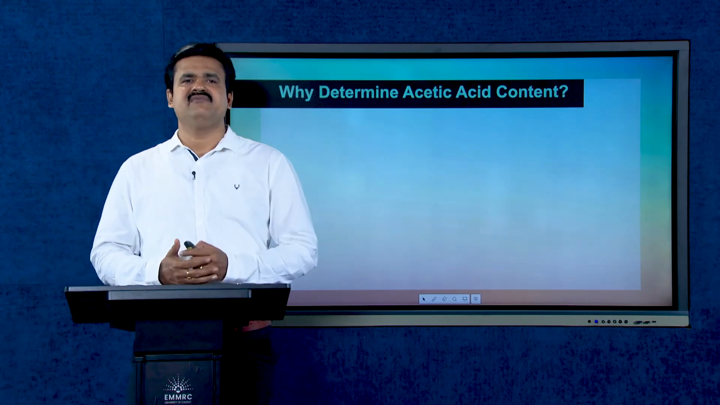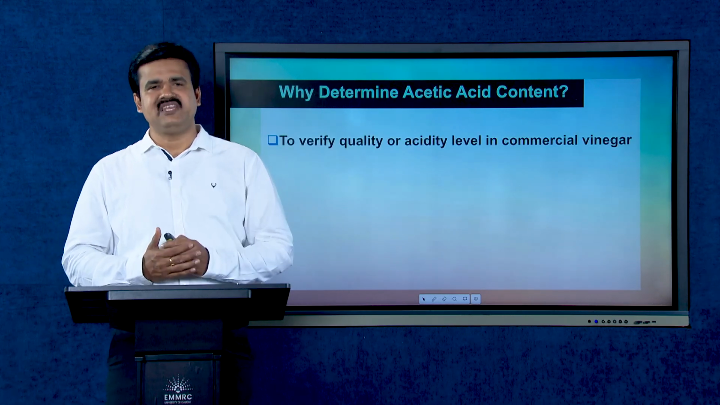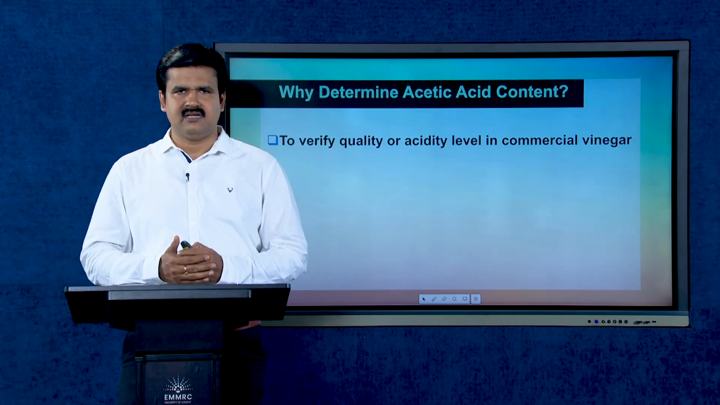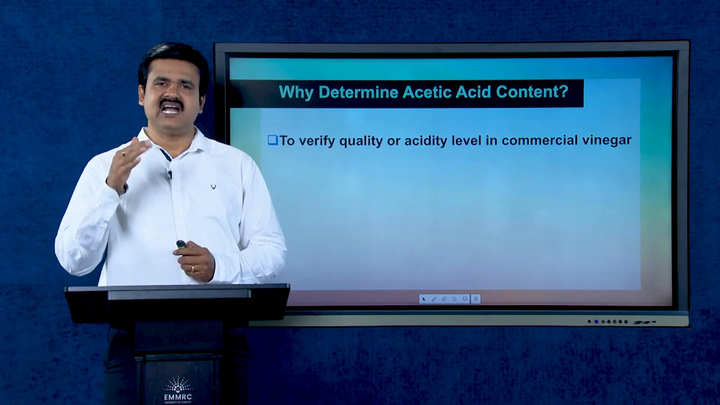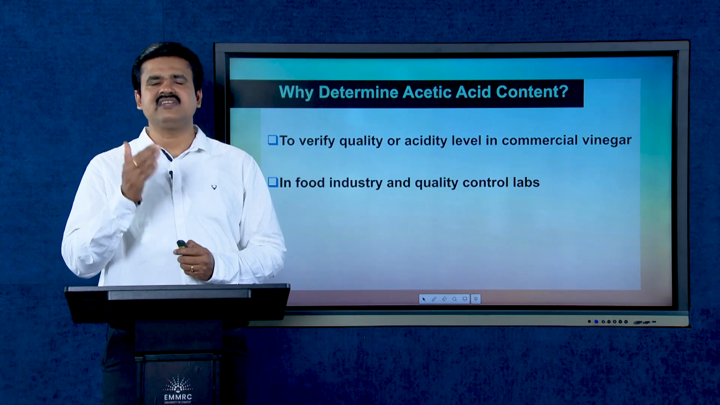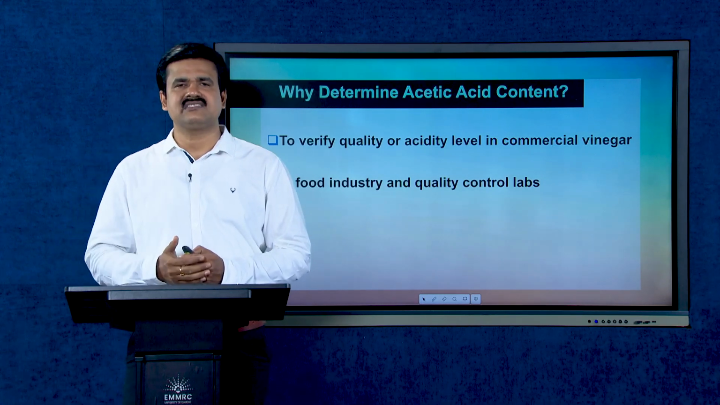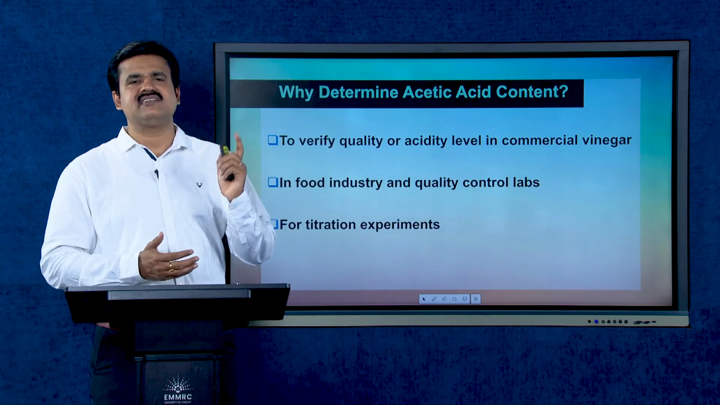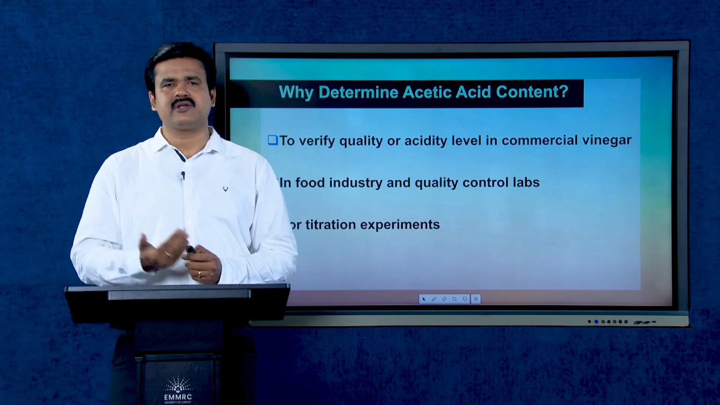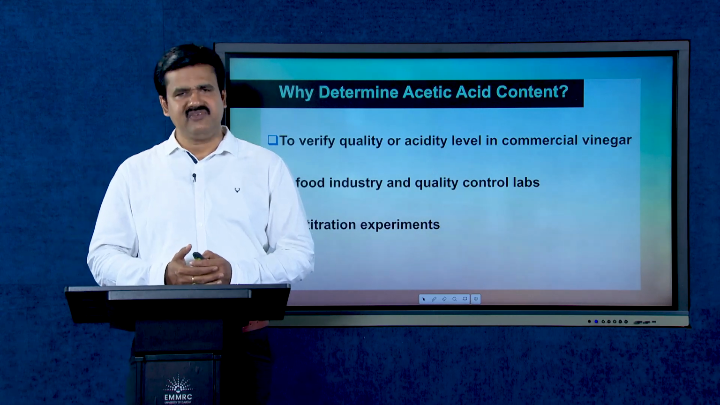Now, why do we have to determine the acetic acid content? To verify the quality or acidity level in commercial vinegar. Higher the acetic acid content, higher will be the acidity. Now, in the food industry and quality control labs, this percentage of acetic acid in vinegar is important. For titration experiments, we can also use vinegar. For that, we also require knowledge about the acetic acid content in the given sample of vinegar.